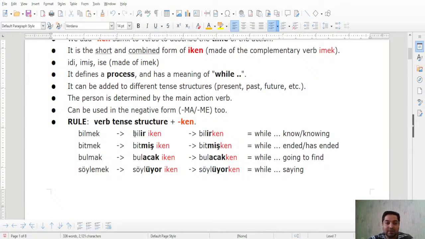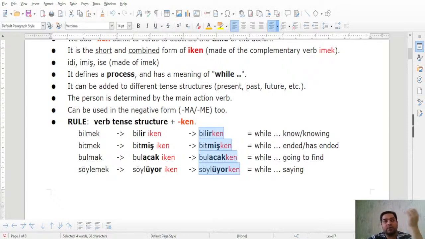Bilir iken is a very long way of writing it. Bitmiş iken is very long. Bulacak iken is very uncomfortable for pronunciation. Therefore, you will always use the second part, the combined versions. So bilir iken will definitely be bilirken. You will hear it as bilirken, okay. Bitmiş iken you will hear as bitmişken, and you will also use it that way, okay. Never use them separately. That is not the case, okay. We don't use them separately.